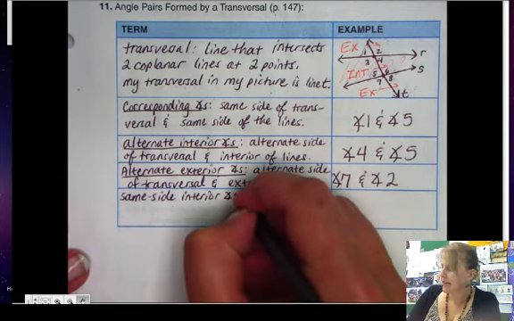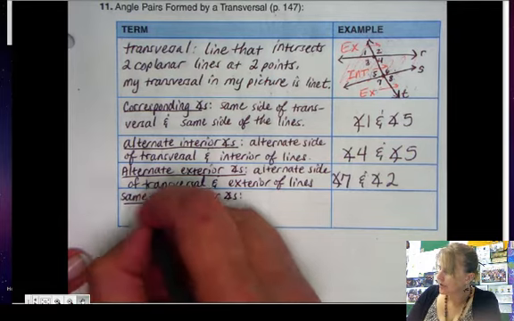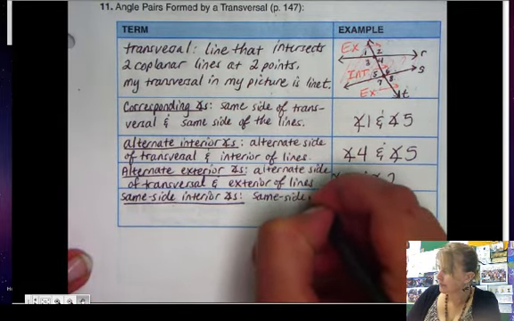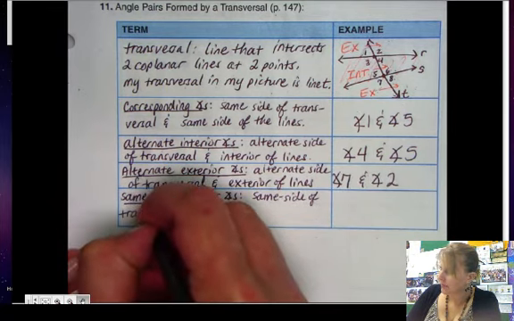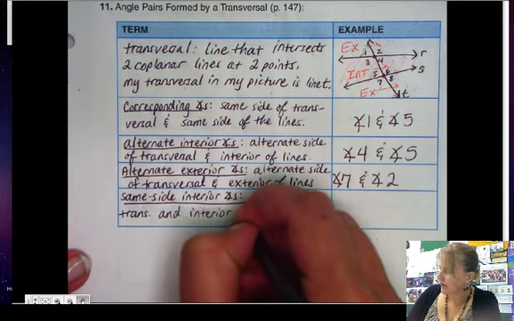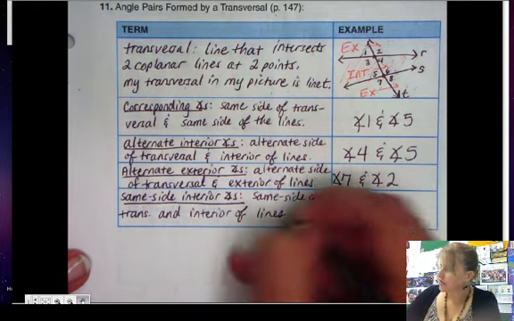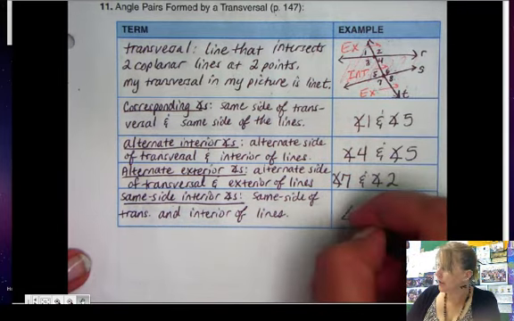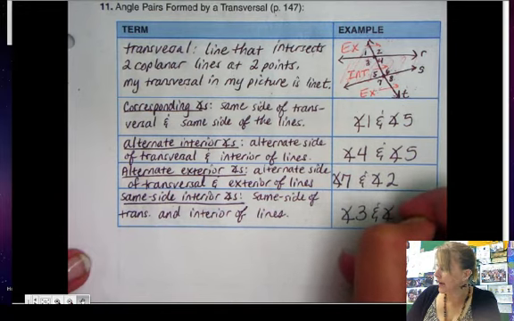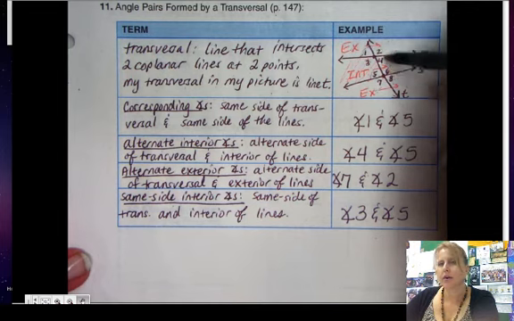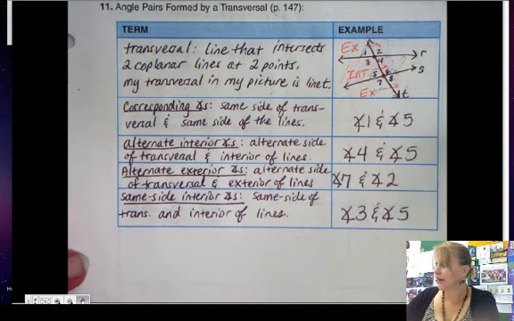Last is same side interior angles. So those are on the same side of the transversal and interior of the lines. So same side of the transversal, like 3 and 5, and they're both interior. So angle 3 and angle 5 are same side interior. Also 4 and 6 are another pair of same side interior angles.